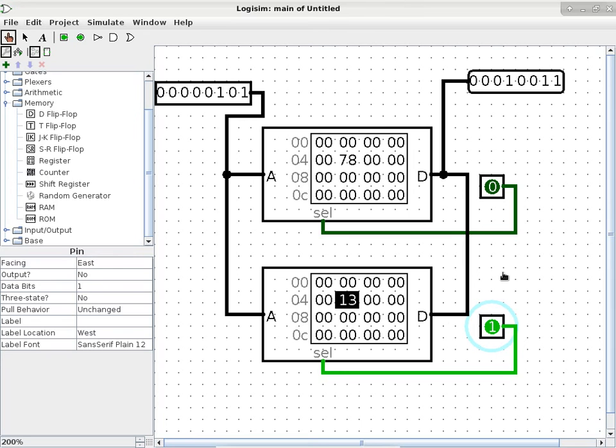Any questions about this picture? No questions about this picture?